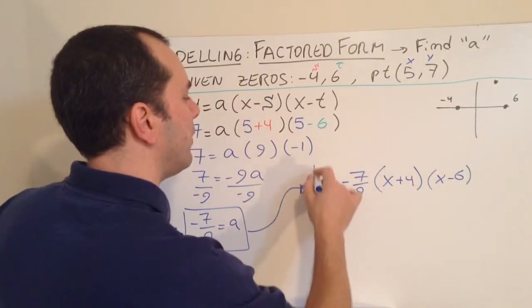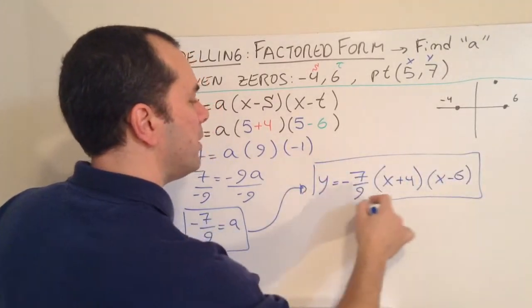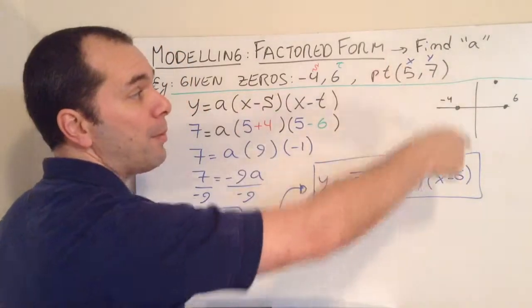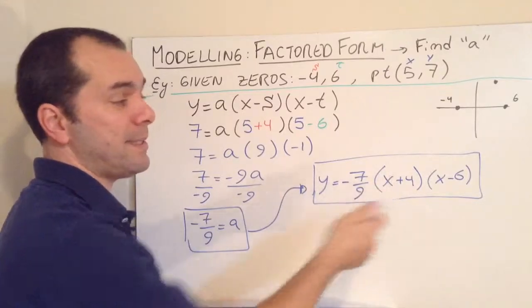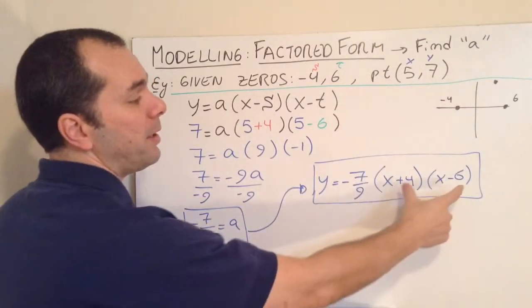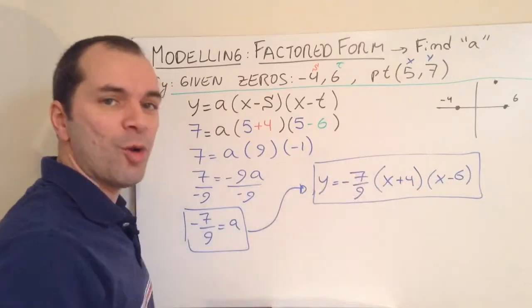And this equation gives us the shape, and it gives us the two zeros, and models every point along that parabola. That's why the y and the x need to stay as y and x, because every single point will have a different value, but the zeros will stay the same and the shape will stay the same.